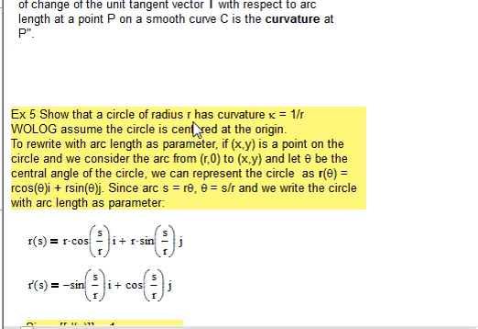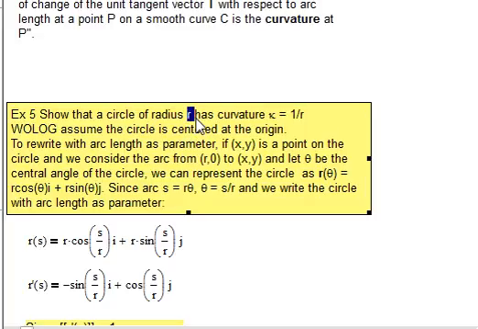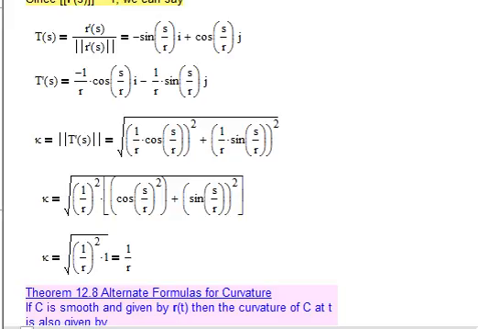I believe that's what I wanted to do. Show the circle of radius r has curvature kappa equal to 1 divided by r. So in other words, a circle with radius 2 has curvature a half. The circle of radius 10 has curvature a tenth. So see, a circle of radius 10 would be a bigger circle, so hence it has a smaller curvature.